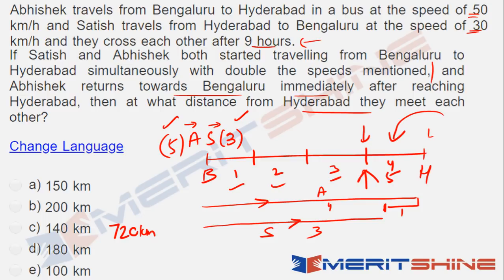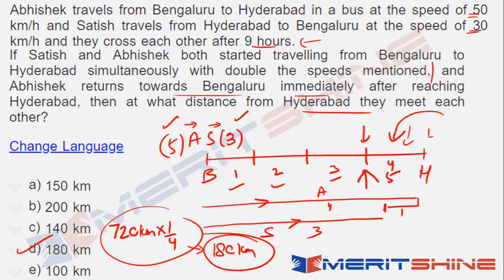So from this 720 kilometers, just one segment of the track, that is 1/4. So it would be how much? It would be 180. Yeah, which becomes option D. This is your answer for this, 180 kilometers.